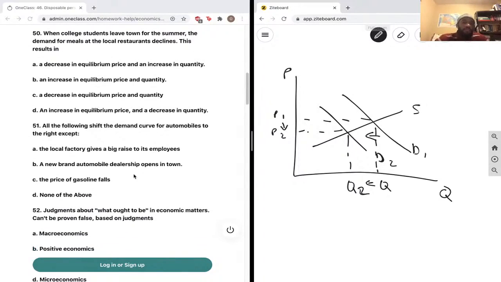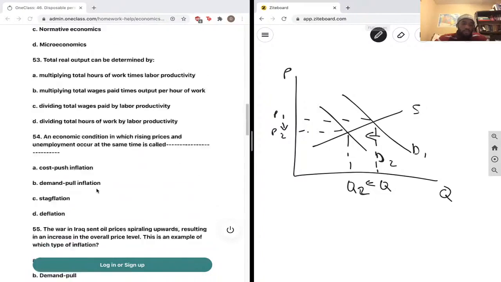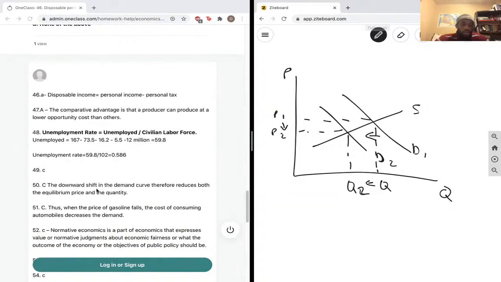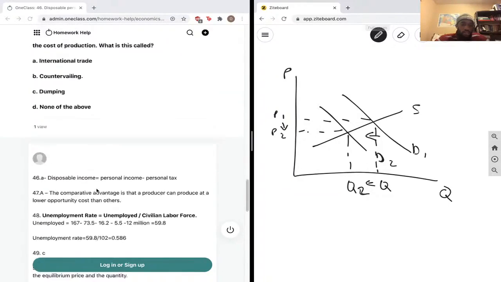Question 51. All the following shift the demand curve for automobiles to the right except for: A, the local factory gives a big raise to its employees. B, a new brand of automobile dealership opens in town. C, the price of gasoline falls. D, none of the above. The tutor's answer was C. Thus, when the price of gasoline falls, the cost of consuming automobiles decreases the demand.